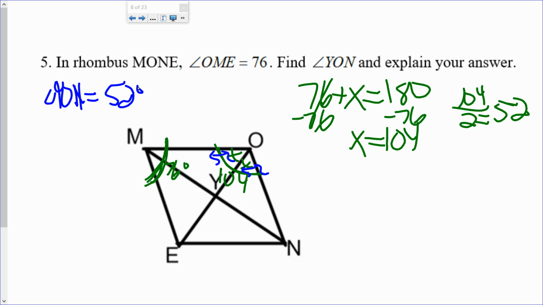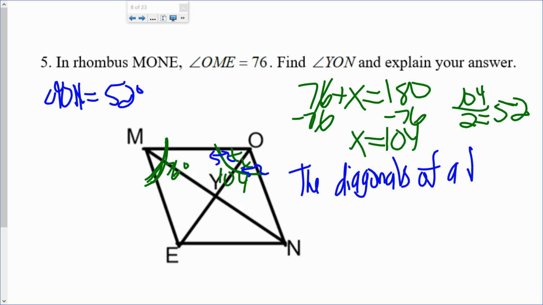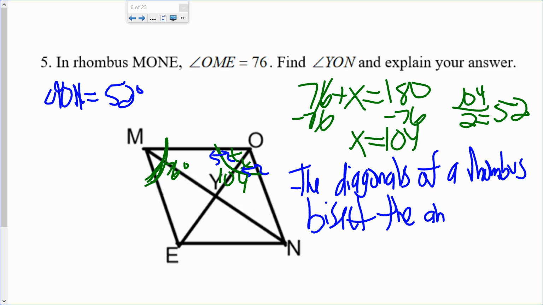Explain your answers. Well, I used that the diagonals of a rhombus bisect the angles. That's why I split the 104 into 52 and 52. And then I used that the consecutive angles of a rhombus are supplementary.